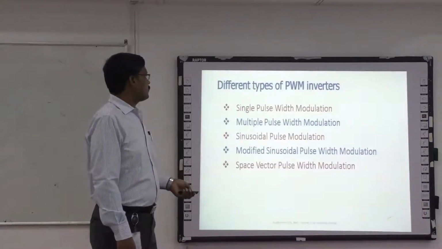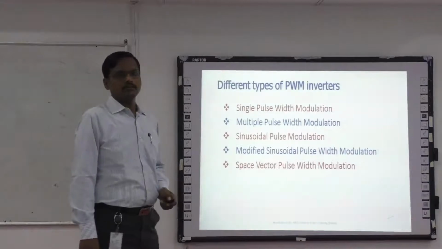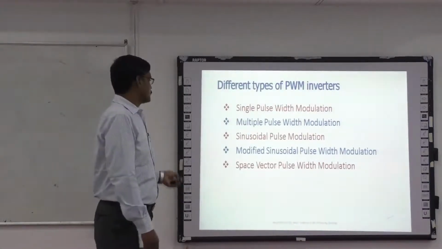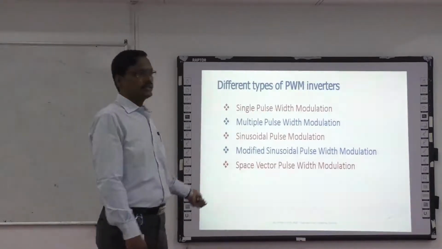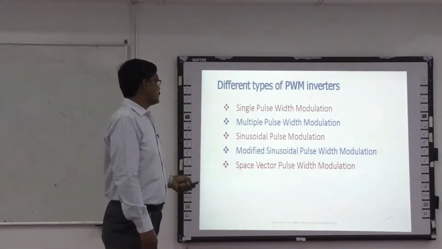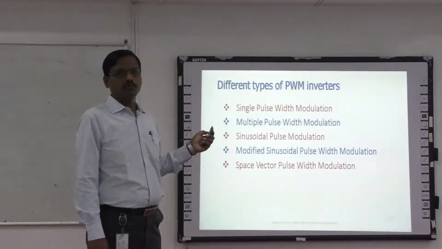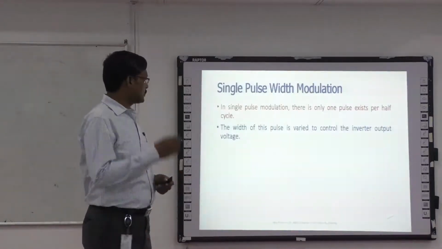So, different types of PWM inverters. We have single pulse width modulation PWM inverters, multiple PWM inverters, then sinusoidal PWM inverters, then modified sinusoidal PWM, then space vector PWM. Each and every method has its own advantages and disadvantages. First we will discuss single pulse width modulation.